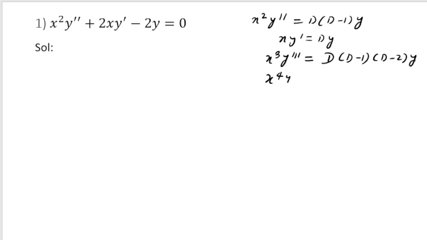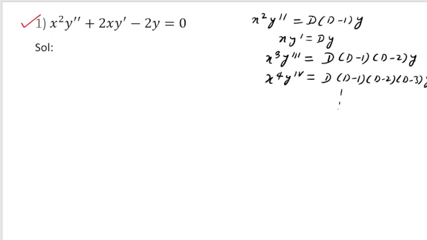So x to the fourth y fourth, the fourth order derivative, can be replaced by D into D minus 1 into D minus 2 into D minus 3 y, and so on. So this process will work like this, right? To understand this, I am going to take a few examples, and the first example is already appearing in front of you. Suppose they ask: find the general solution for this linear differential equation.